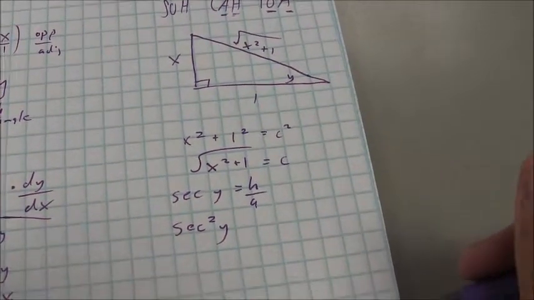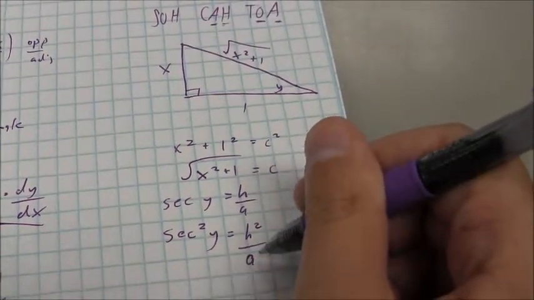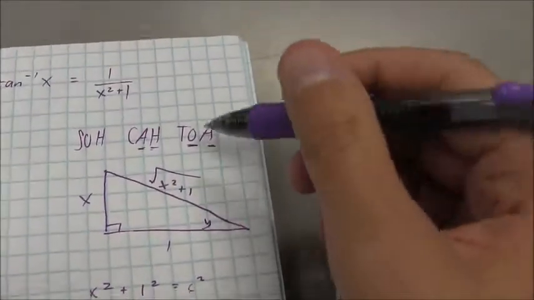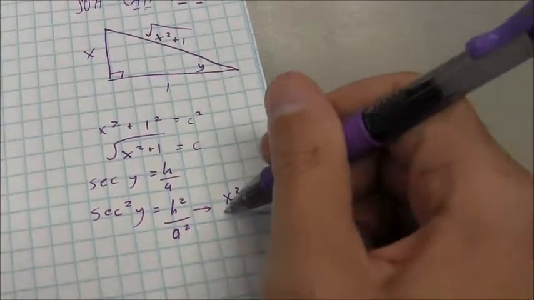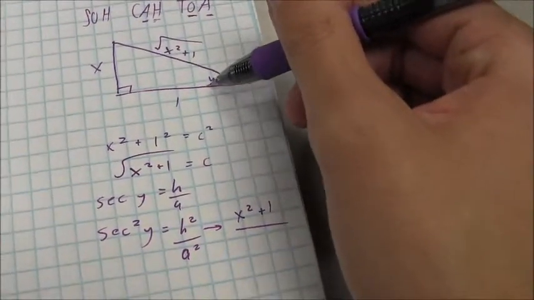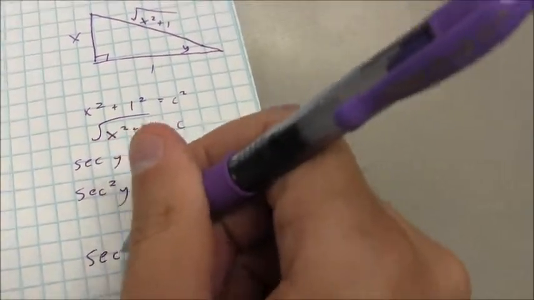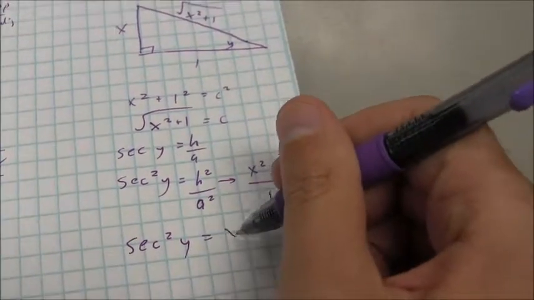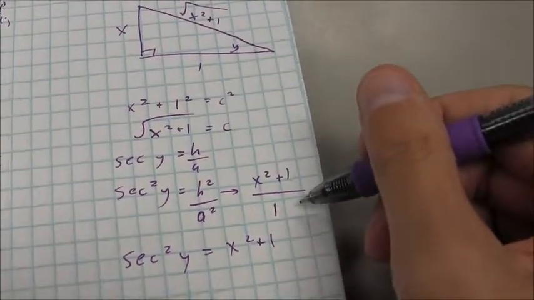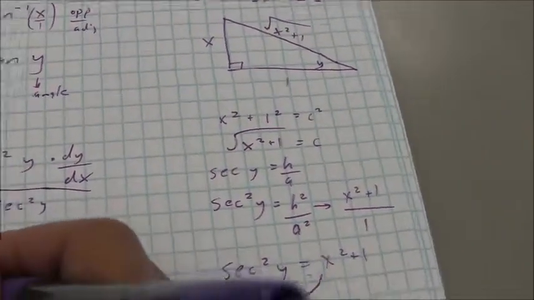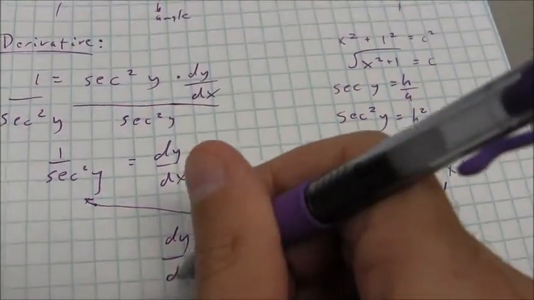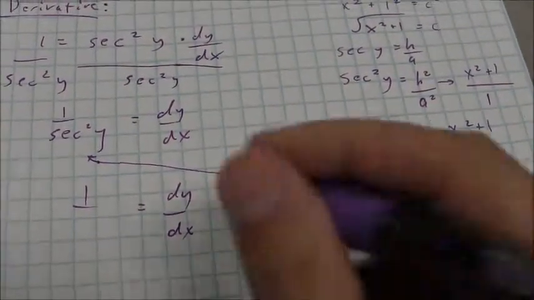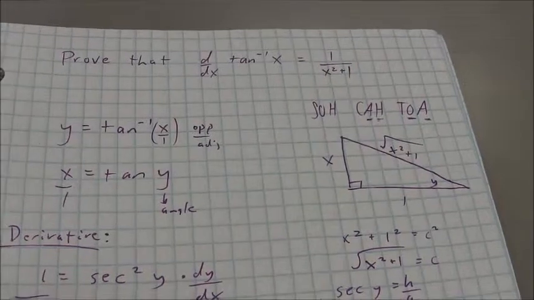Well, secant squared is the square of that value. It's going to be the hypotenuse squared over the adjacent side squared. If I look at my graph up here, the hypotenuse squared basically is going to knock out my radical. That's just going to be x squared plus 1. The adjacent side squared is still just going to be 1. And so that means that secant squared of y, when I simplify this, is just going to equal x squared plus 1. That denominator really isn't needed here. So I can substitute that back into my other equation over here, and I find out that dy/dx is equal to 1 over x squared plus 1, and that is the derivative of the inverse tangent of x.